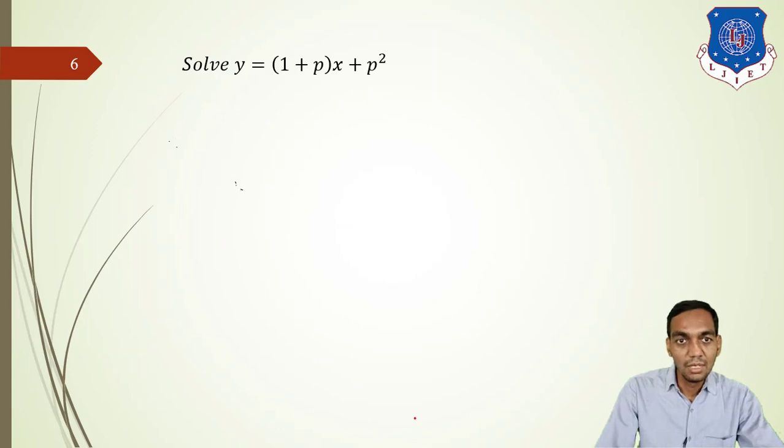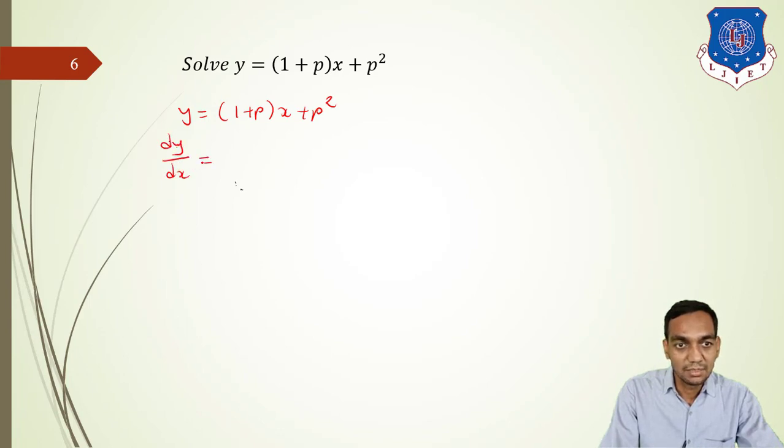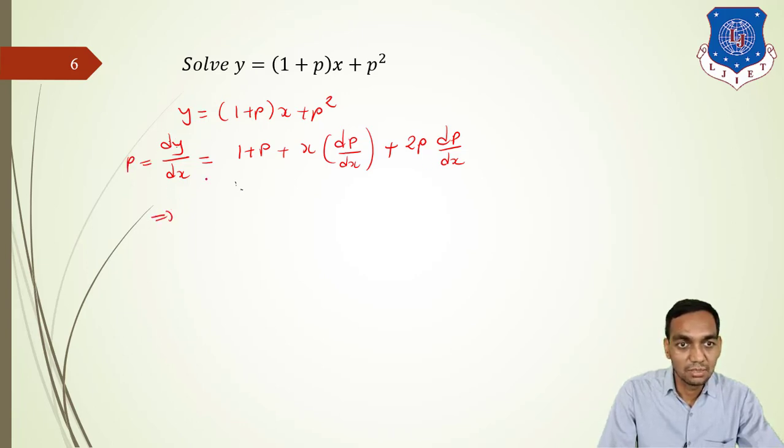Now we have taken another example. What you have? y is equal to 1 plus p into x plus p square. So again differentiating with respect to x, dy by dx is equal to, here you have to apply the product rule, 1 plus p as it is, derivative of x is 1, x as it is, derivative of this one is dp upon dx, plus this one is 2p into dp upon dx. So this is nothing but p, dy by dx. So taking this, p and p will be cancelled out.